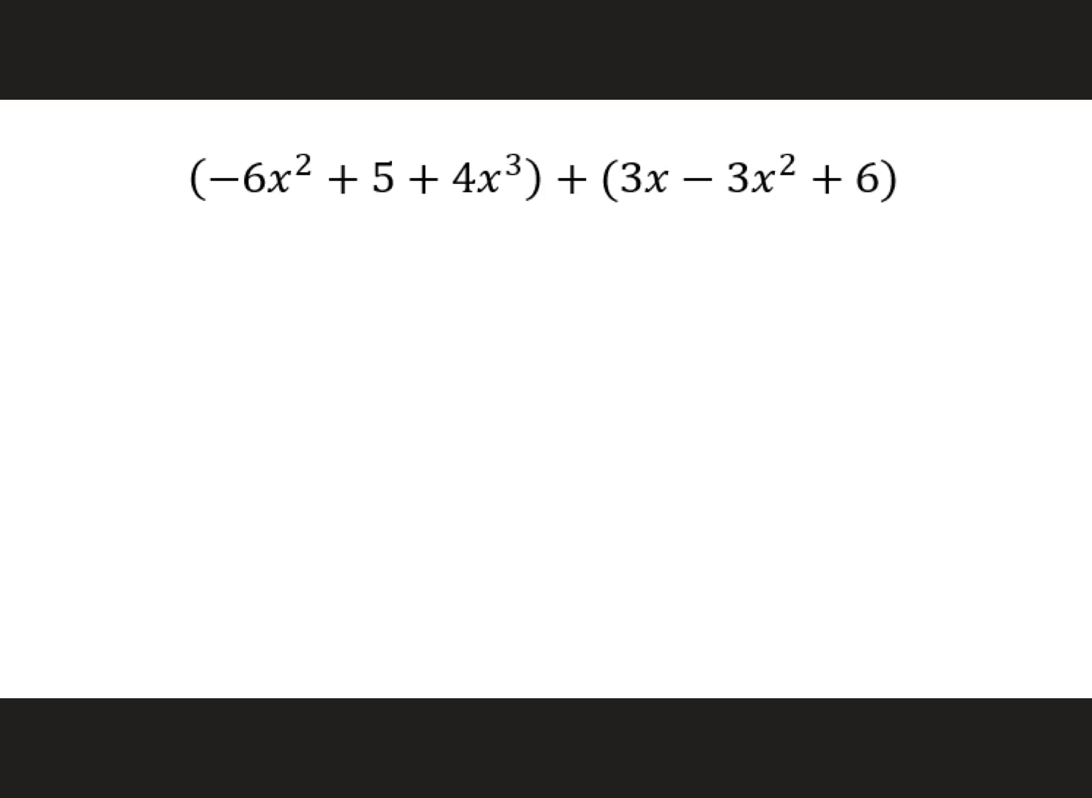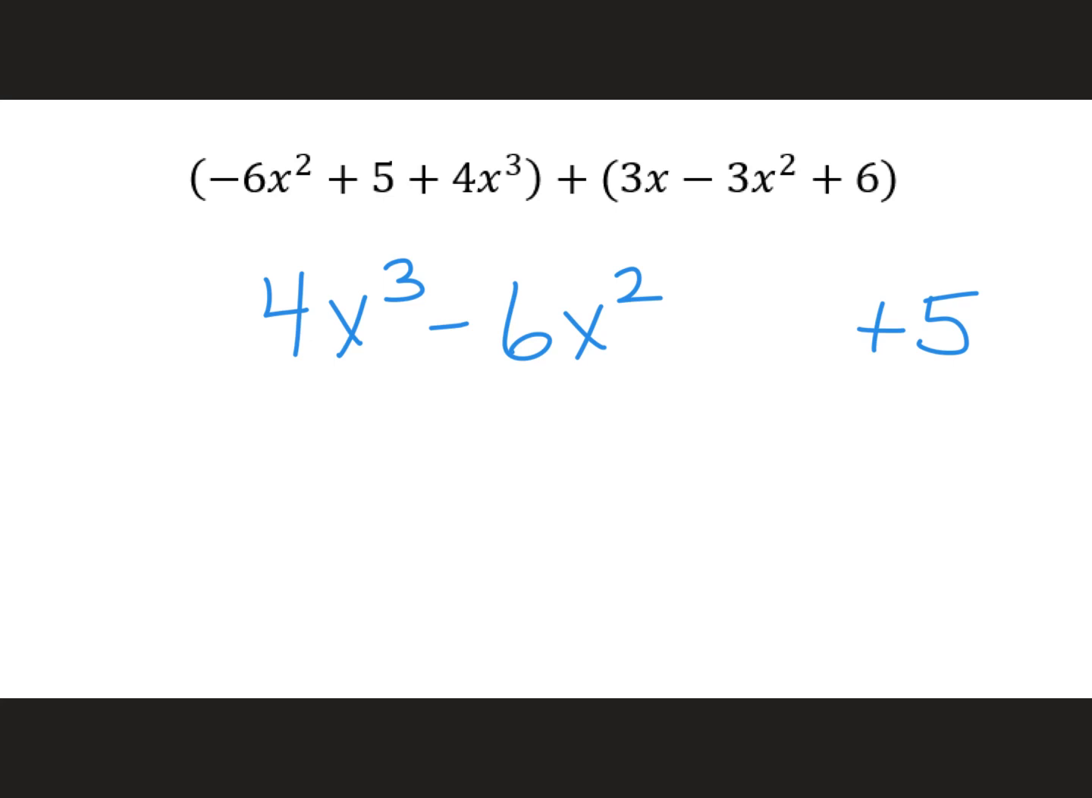So I'm going to find the first one. I'm going to put it in standard form. Minus 6x squared. I'm going to leave a space for the x because it's not there, and then plus 5. Then I'm going to take the second one. I'm going to do the exact same thing, and I'm going to line up like terms.